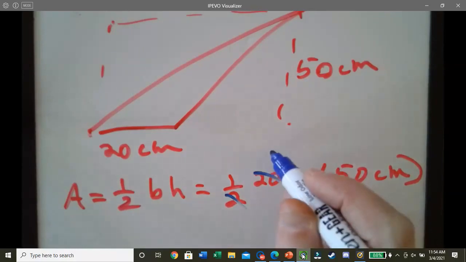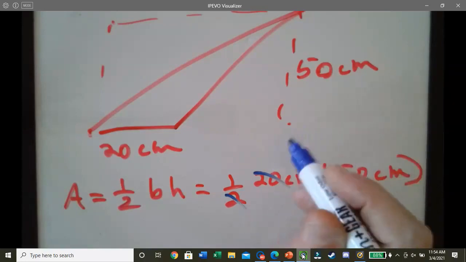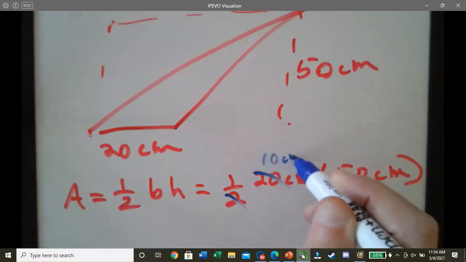10, right? Cell phones, when you take them outside. Cell phone, when you take it out in the hall. 10 centimeters.